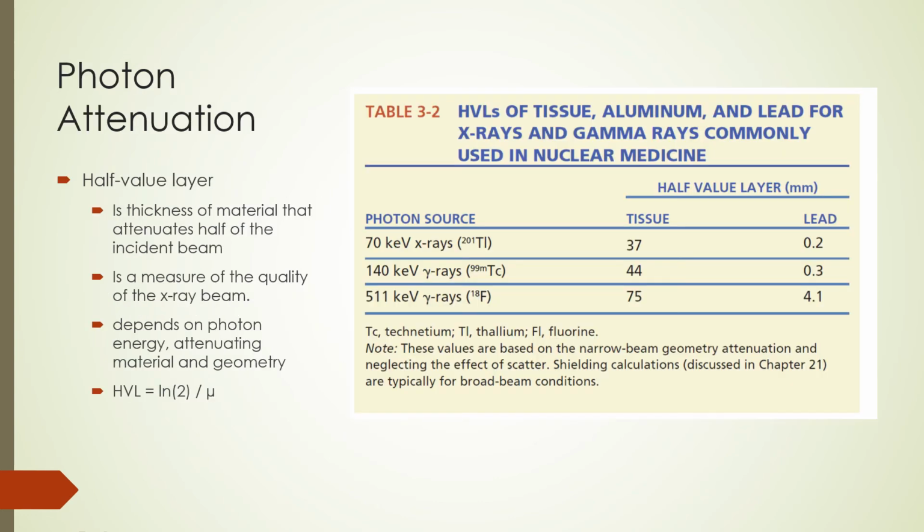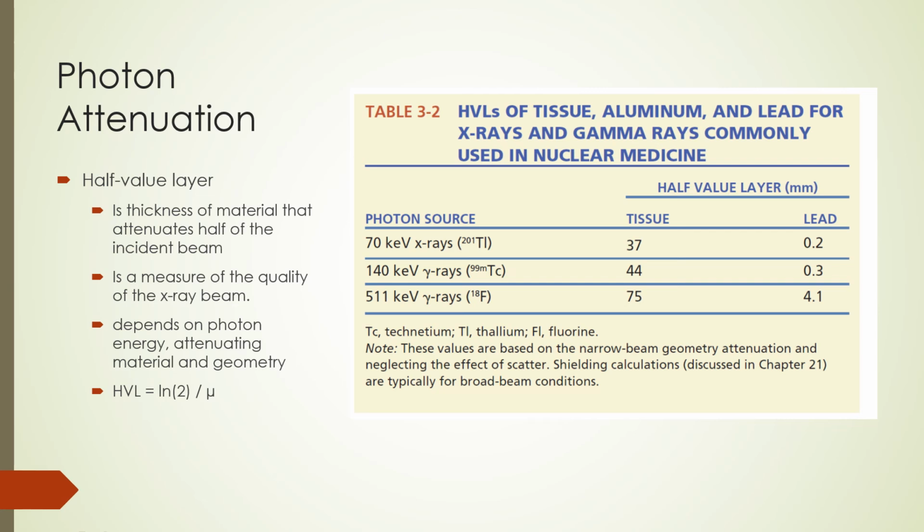When an X-ray beam travels through a material or filter, if the beam intensity is reduced to half its original value, the amount of filtration material in the beam is called the half value layer. So we can define the half value layer as the thickness of material that attenuates half of the incident beam. The half value layer is also a measure of the quality of the X-ray beam and depends on the energy of the X-ray beam, the attenuating material, and geometry.